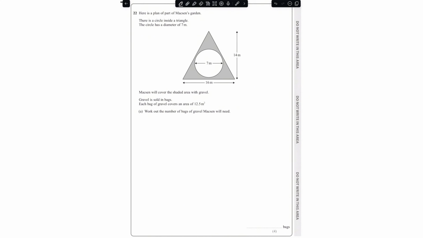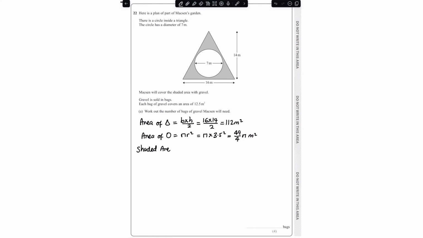So the first thing we need to do is obtain the area of the triangle. So remember that the area of a triangle equals the base multiplied by the height divided by 2. So in this case, that's going to be 16 multiplied by 14 divided by 2, and that gives the value of 112 meters squared. And then we need to obtain the area of the circle, and the area of a circle is pi r squared. So given as we know the diameter, the radius is just half of the diameter, so the area of the circle will simply be pi multiplied by 3.5 squared, and that equals 49/4 pi meters squared.